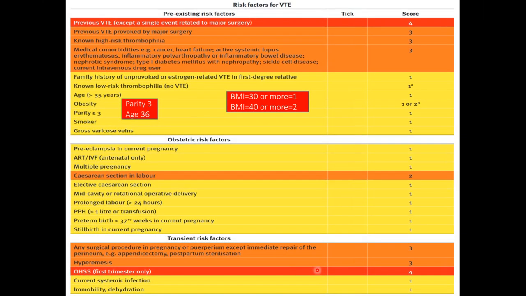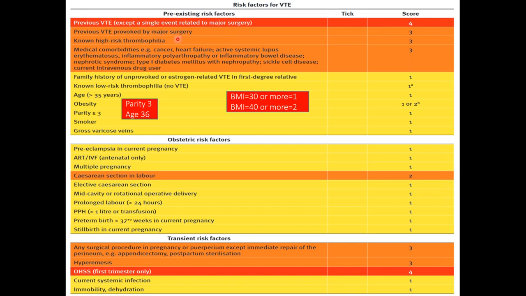What about the risk factors for VTE? These are pre-existing risk factors, obstetric risk factors, and transient risk factors. This is very important. For the pre-existing risk factors, if there's any previous history of VTE, except a single event related to major surgery, any previous VTE not related to major surgery will be score 4. So here we will score the risk factors as 4, 3, 2, 1, and the management is different. I will talk next in the table about how to manage the patient with score 4, score 3, score 2, and score 1. So you should know the risk factors and their scores.